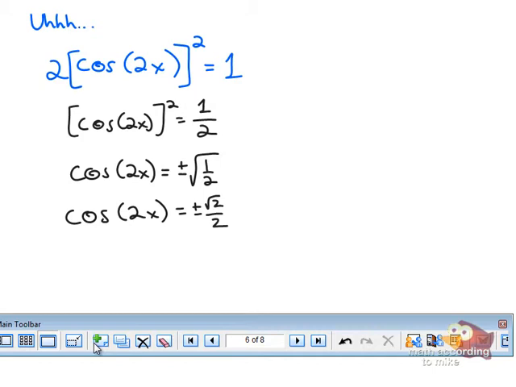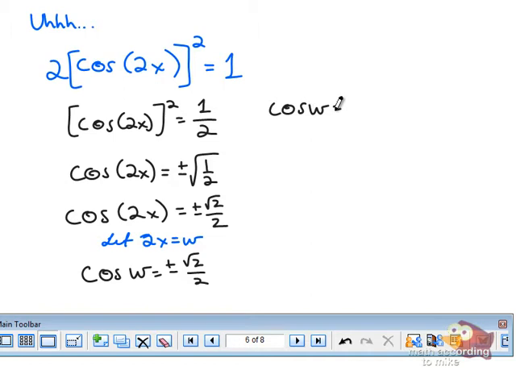Anytime you have a double angle or a half angle, or even if it's a crazy one like a triple or whatnot, you want to consider substitution and make it easier. So let's say, why don't we let 2x be called w? Why not? So the cosine of w is plus or minus radical 2 over 2. Oh, that almost spells cow. That's okay. So let's break it up. The cosine of w, let's do the positive radical 2 over 2. And the cosine of w is negative square root 2 over 2.